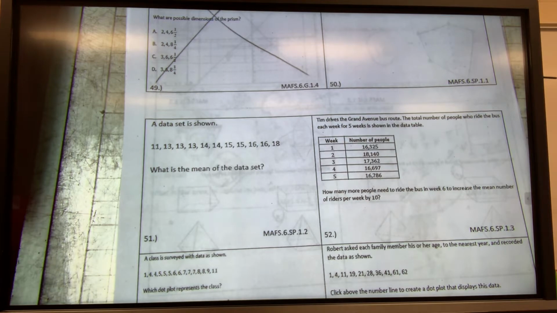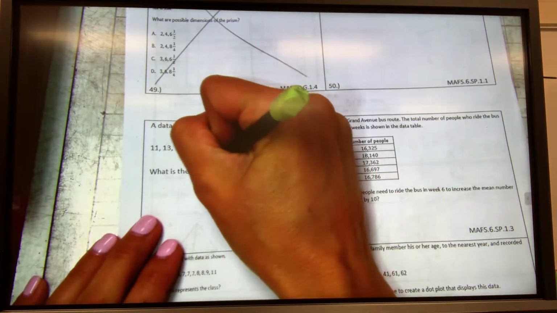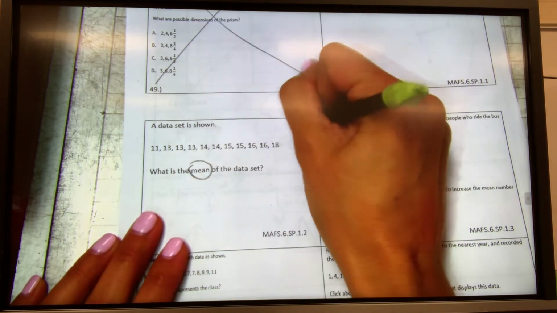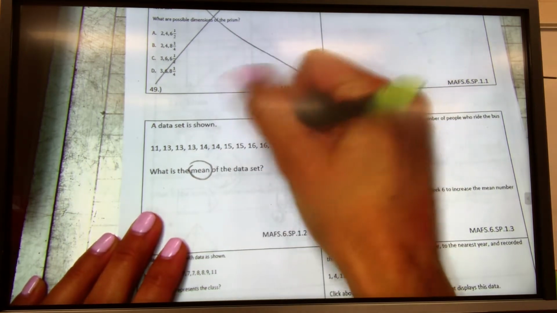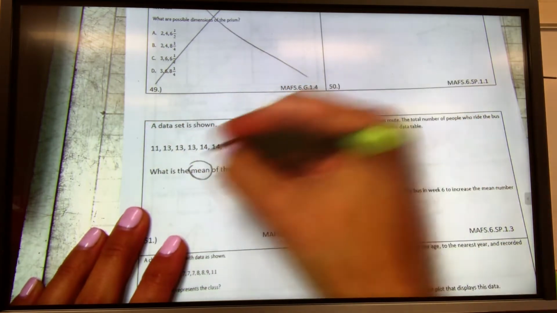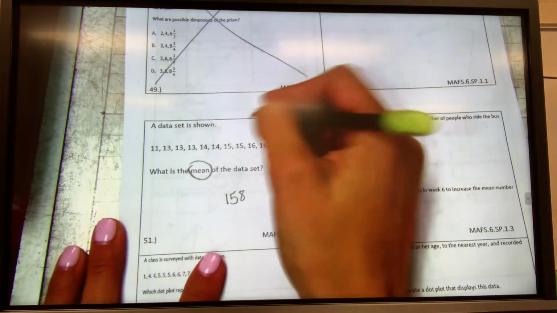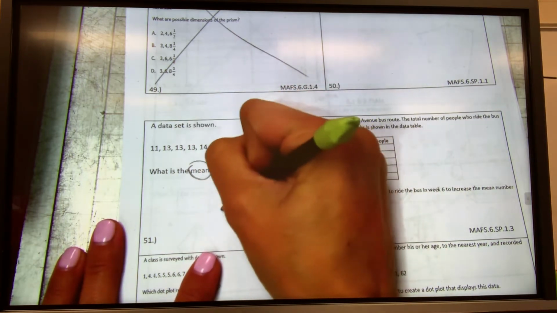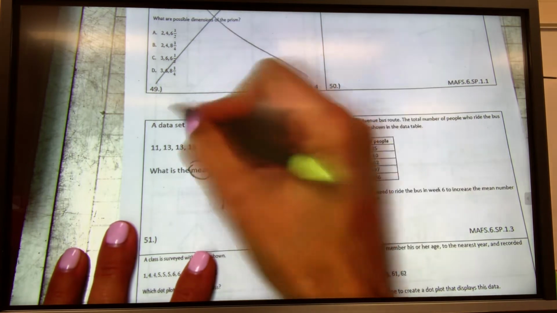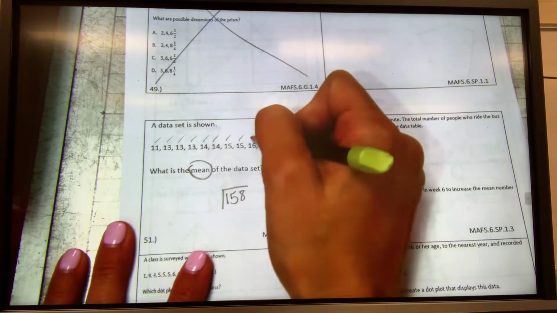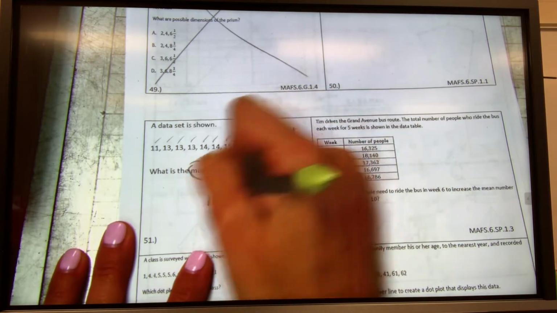Number 51, ask for the mean. So when I want to find the mean, remember, mode the most. Add, divide for mean. So we're adding them up and then we're dividing. When I add up all these numbers, I'm going to get an answer of 158. I've already done the math. Now remember, we're dividing by how many numbers there are. Let's see, 1, 2, 3, 4, 5, 6, 7, 8, 9, 10, 11. So there's 11. Divide it out.